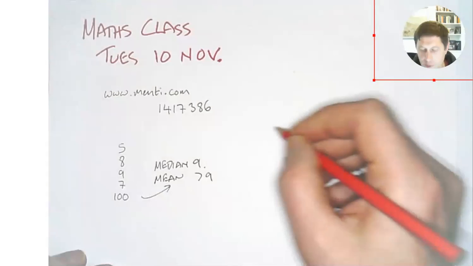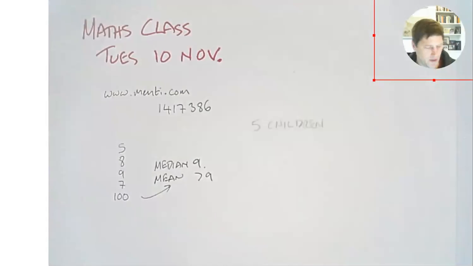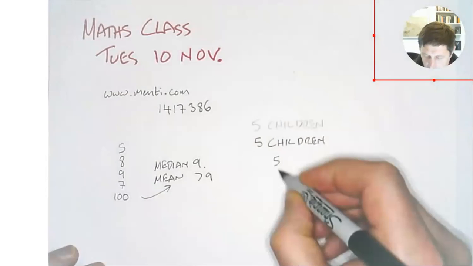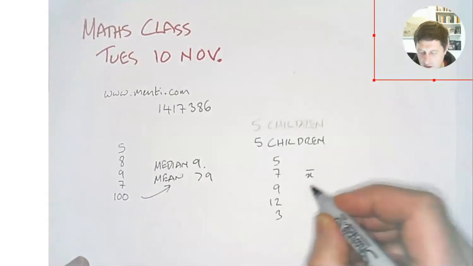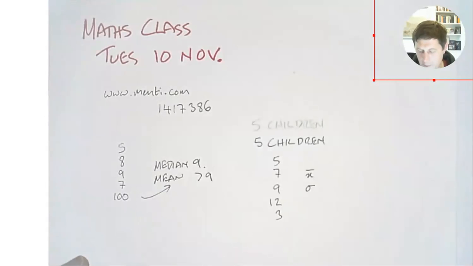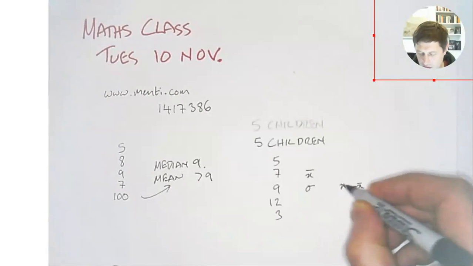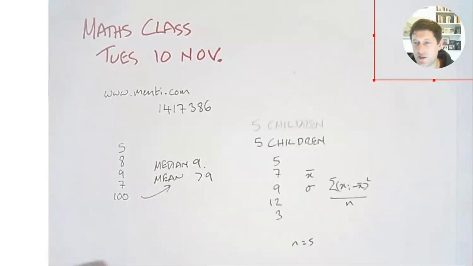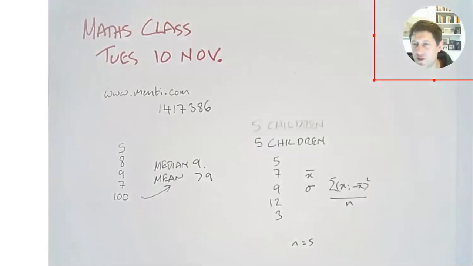But for example, if I had 5 children, and their ages are 5, 7, 9, 12, and 3, then if I ask what's the average age and what's the standard deviation or the variance, it is the normal amount. It's the xi minus x bar squared summed, divided by n, and n is equal to 5. That's because that's the whole population. There aren't any other children that we're talking about.